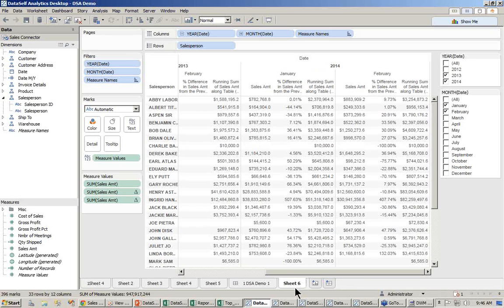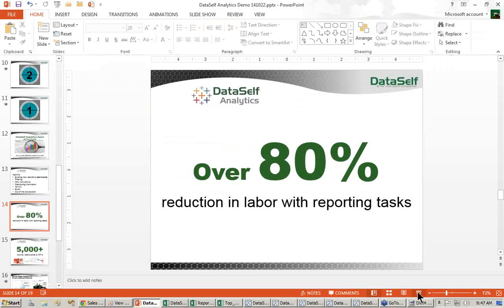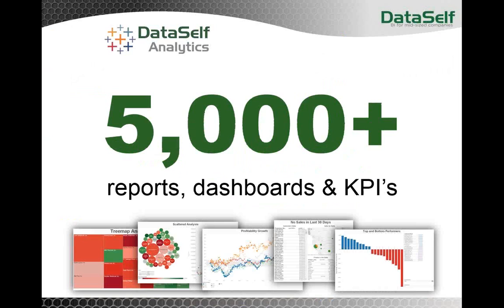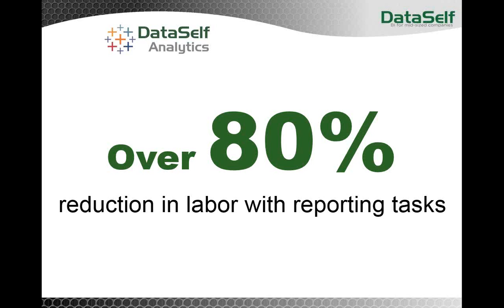And finally, what I also want to show is in our solution, if you buy our solution, there are more than 5,000 reports, dashboards, and KPIs as a starting point. So even though building new ones from scratch is really easy, because of the ease of use, we're going to be reducing your labor associated with reporting by more than 80%. So ease of use equates to this reduction.